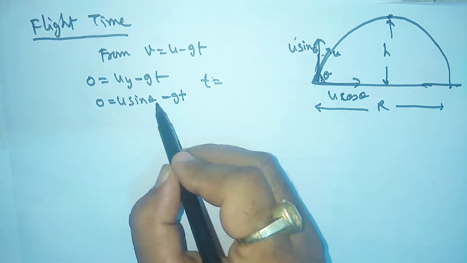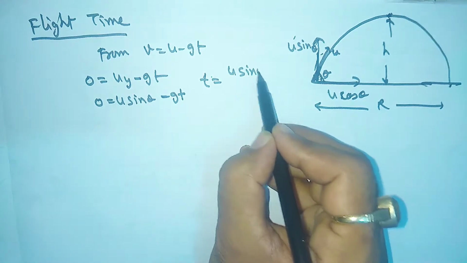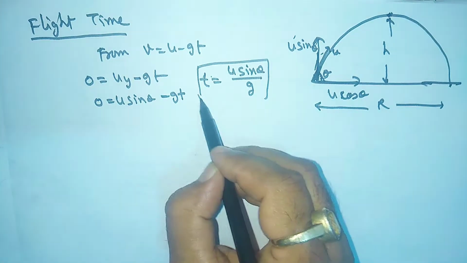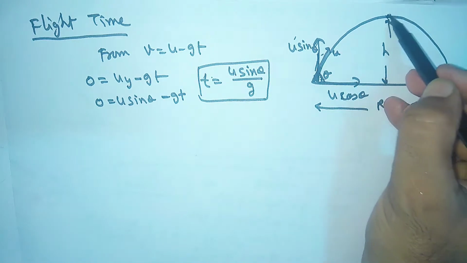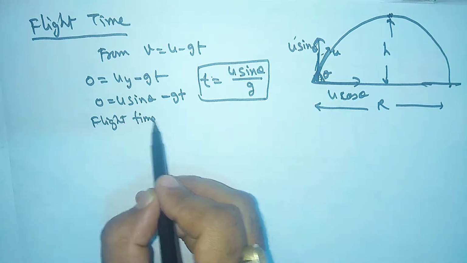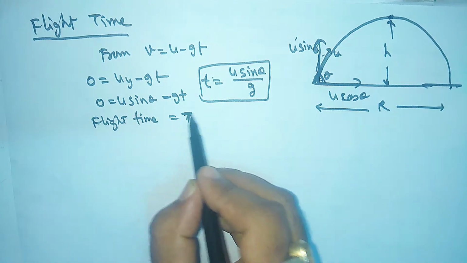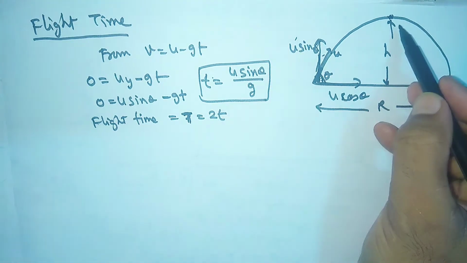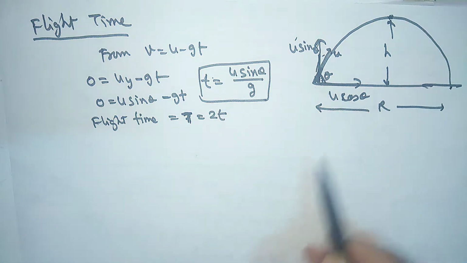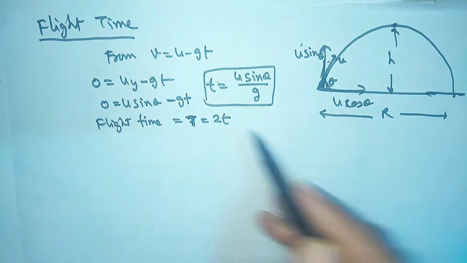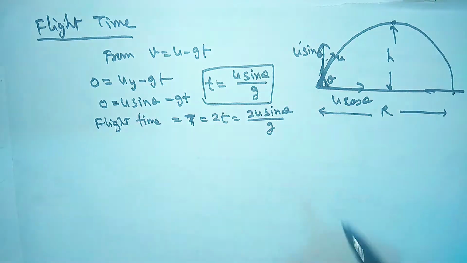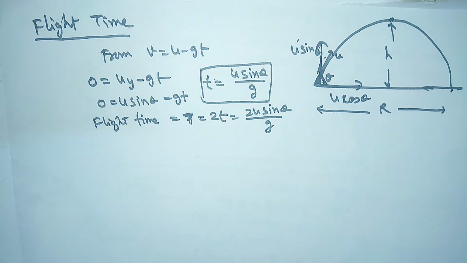or we can write t is equal to u sine theta upon g. Okay, so this is the time taken by the projectile to reach the highest point. So the flight time is twice of this, because the same time will be taken by the body to come in the downward direction also. So total time, t plus t, 2t is equal to 2u sine theta upon g. So dear student, this is the formula of the flight time.